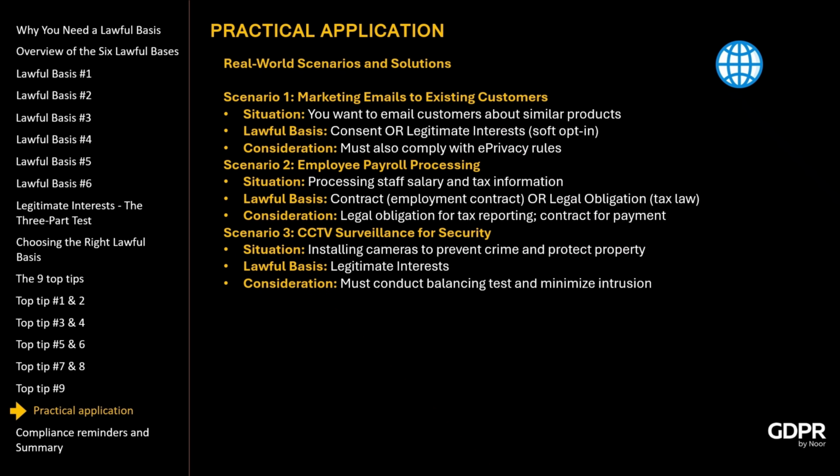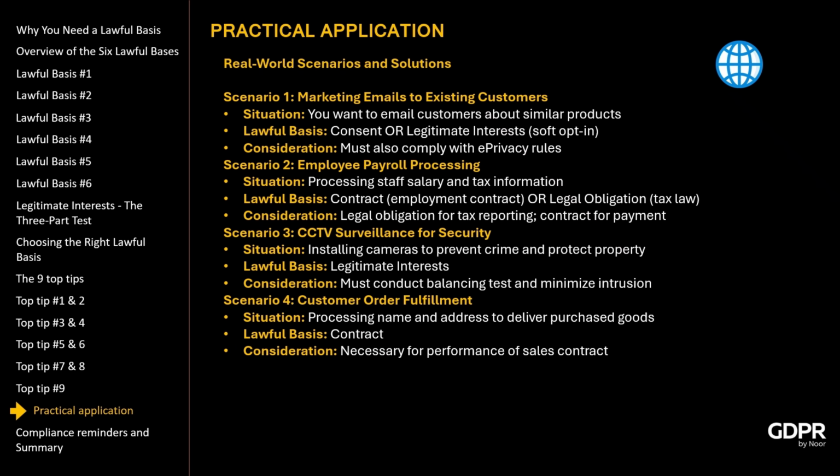Scenario 3. CCTV for security. Use legitimate interest. You must do a balancing test and minimize intrusion. Scenario 4. Fulfilling a customer order. Use contract. The processing is necessary to deliver the goods. These examples show there is no universal lawful basis. You choose the one that genuinely fits the purpose.